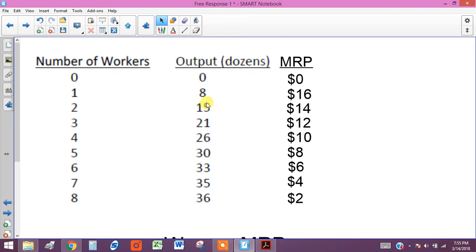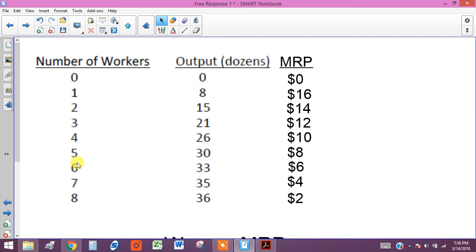Now, when we keep moving down here and adding additional workers, we can see very easily that each additional worker is able to produce 1 fewer dozen pencils. So here it's 7. The difference here is 6. The difference here is 5, then 4, then 3, then 2, and then 1. So the marginal revenue product is this difference times 2. That's the marginal revenue product. We can see it's getting lower and lower as we add more workers.